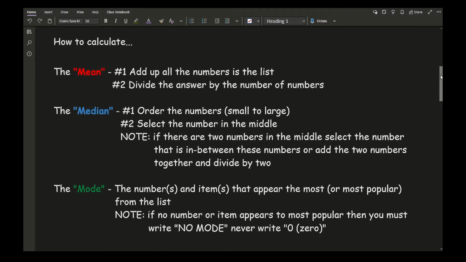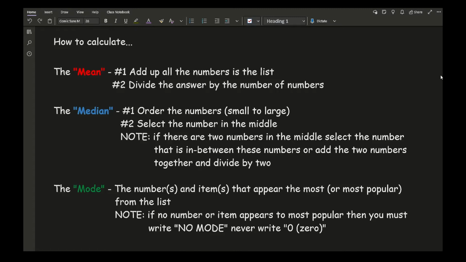Now to calculate the mean, all you need to do is follow two simple steps, and I strongly recommend that you make a note of these steps and this method when you're working through some example questions, which we will do later on in the video. So with the mean, the first thing you want to do is add up all the numbers in your list and then divide the answer by the number of numbers. So if you've got a list of 5 numbers, you'll be dividing by 5. If you've got a list of 4 numbers, you're dividing by 4. If you've got a list of 10 numbers, you divide by 10. If you had 70 numbers, you divide by 70.